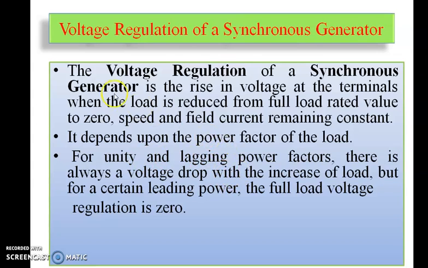It means simply what? This is the definition of voltage regulation. The voltage regulation of a synchronous generator is the rise in voltage, that means the increase in voltage at the terminals when the load is reduced from full load to rated no load. Rated value to zero, that means the difference between full load and no load, that rise is called the voltage regulation.